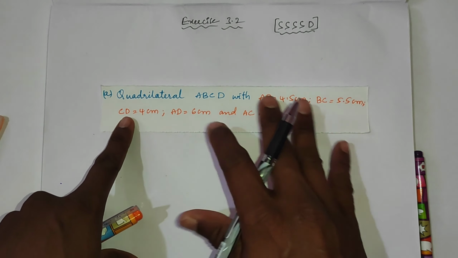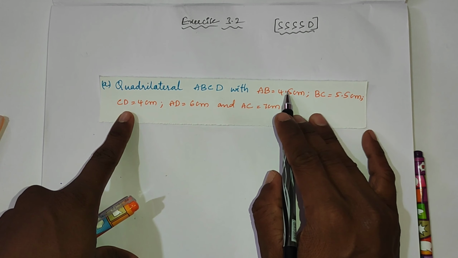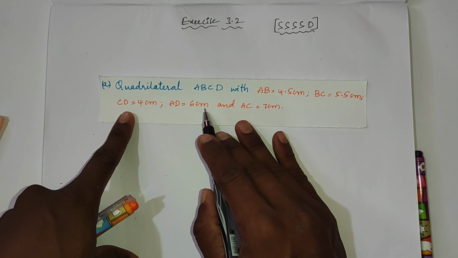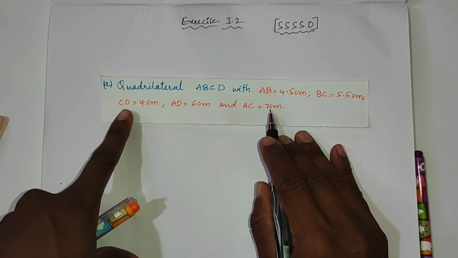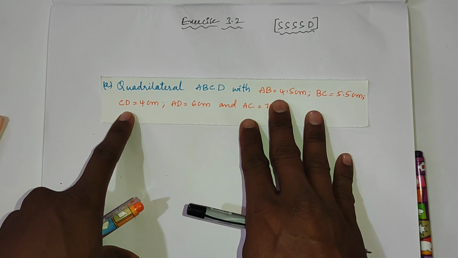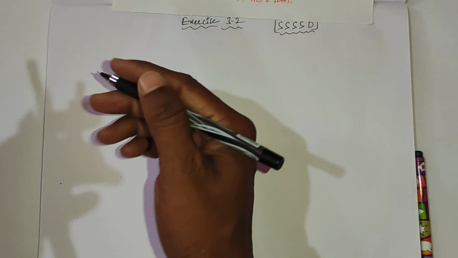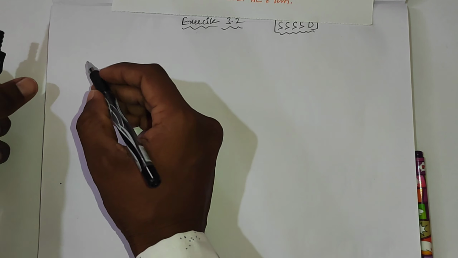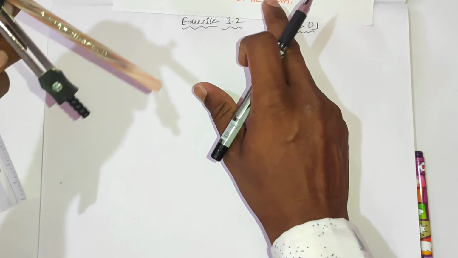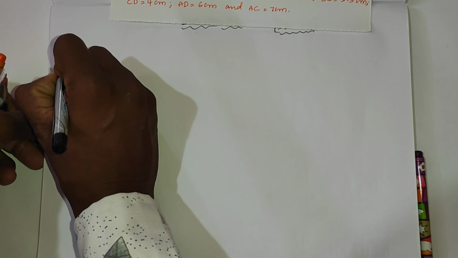The first question is: construct a quadrilateral ABCD with sides AB equals 4.5, BC 5.5, CD 4, AD 6 and AC 7 centimeters. So with these measurements we have to construct the quadrilateral ABCD. We'll start this one. Take compass, ruler, and here we only need to draw arcs. Here no angle is given.